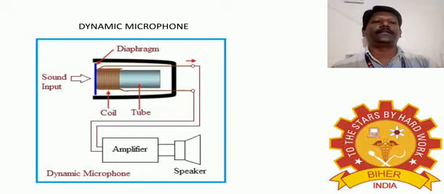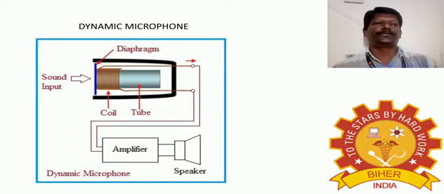After converting, it can be carried through the cable and is connected to the amplifier. So amplifier is used to amplify the sound signal, which means we can reduce or raise the volume. So output of the microphone is very low, so we need amplifier to raise the output level. Then the output of the amplifier is connected to the speaker.